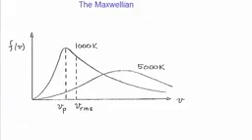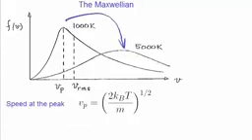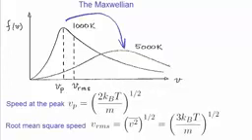A plot of the Maxwellian is given by this for two temperatures, 1000 and 5000 Kelvin. Notice how the peak in the distribution goes to higher velocities with increasing temperature, as you might expect. It should be straightforward using calculus to obtain the speed at the peak, v_p. However, the average of the squares of the speeds, known as root mean square speed, is not so straightforward.